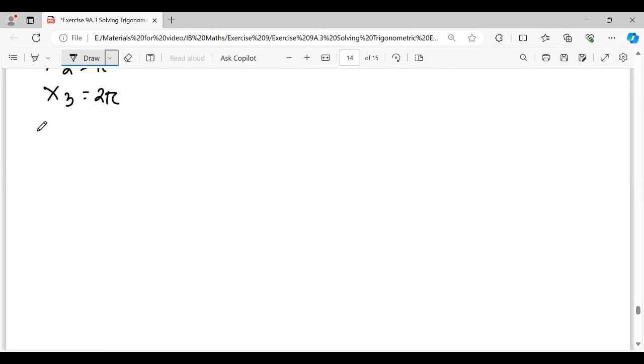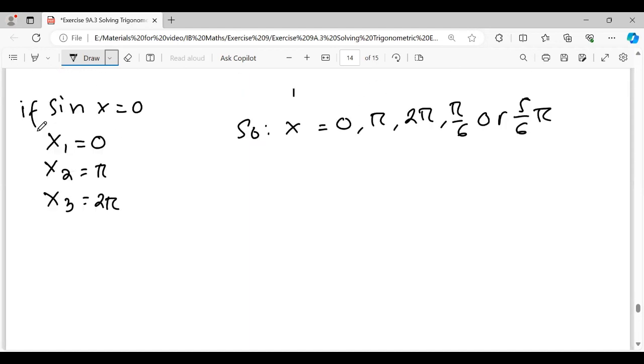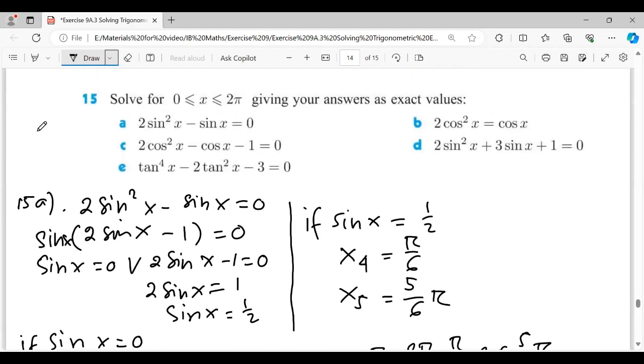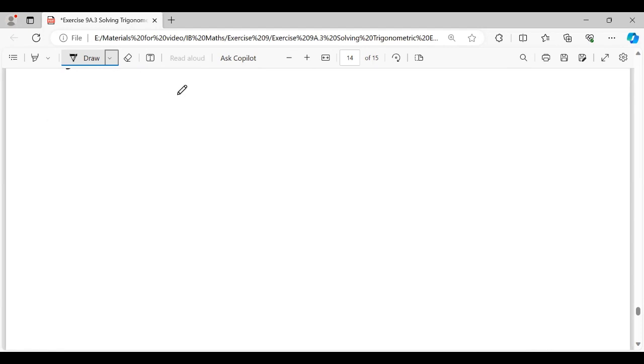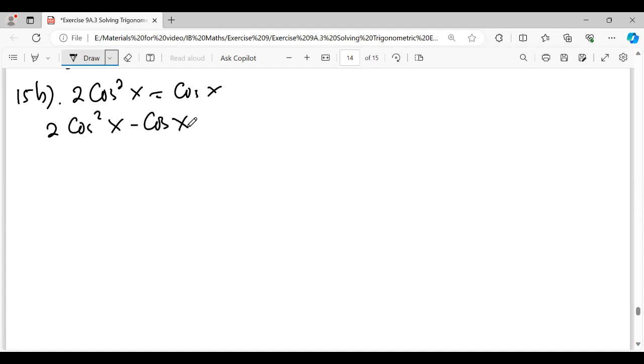15b. I'm going to check the question first. 2 cosine squared x equals cosine x. This equation will become 2 cosine squared x minus cosine x equals 0.